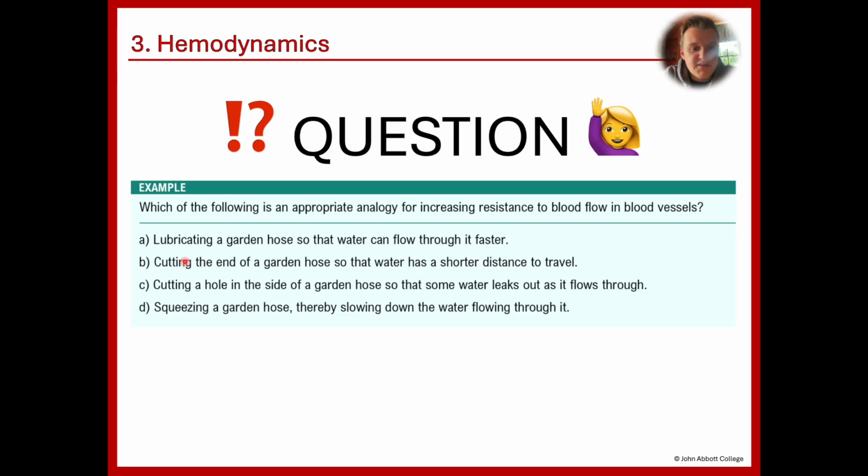Okay, so option 1, lubricating a garden hose so that water can flow through it faster. Well, remember, resistance is the countering force. If you increase resistance, you make things harder to flow through, right? Increased resistance means that it's harder to get through. So lubricating a garden hose and making the water flow faster, that's actually a decrease in resistance that would allow the blood to go faster, right? So it can't be this one. Let's X this out.